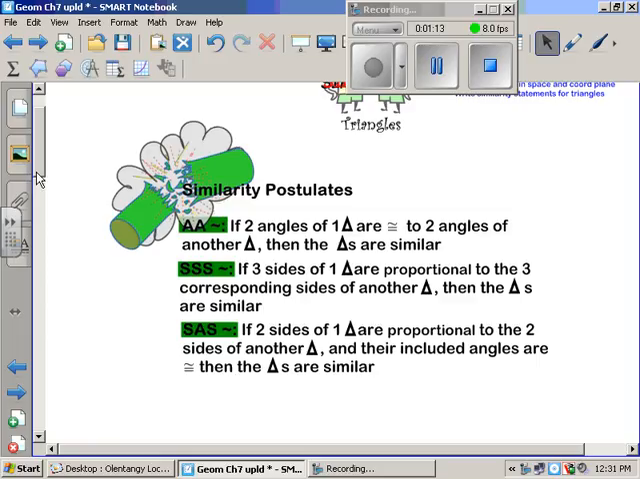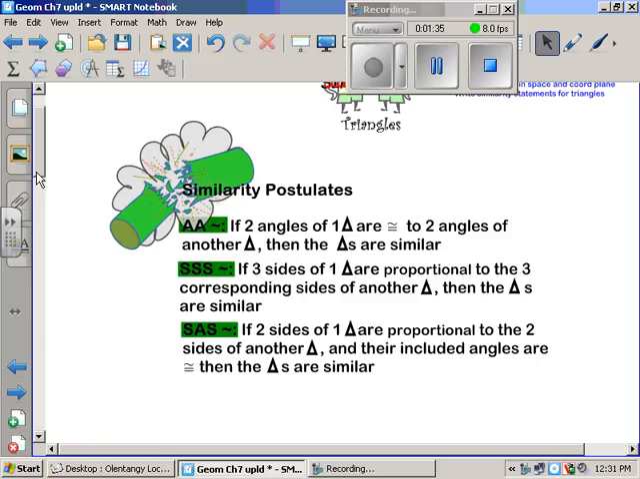Because we aren't allowed to use angle, angle for congruence, but we can for similarity. Okay, we also have side, side, side similarity, and that is if the 3 sides of one triangle are proportional to the 3 sides of another triangle, then they're similar.